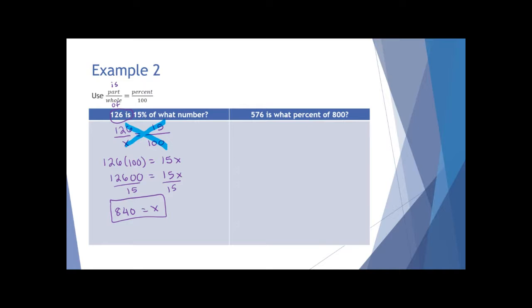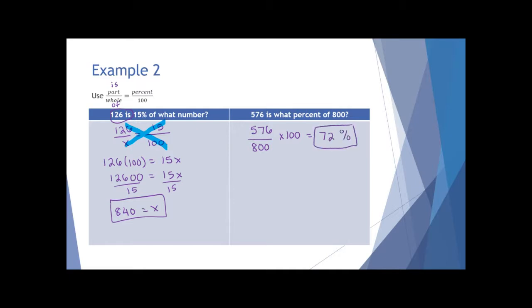The second one here is 576 is what percent of 800? I'll show this with the way that Tina was doing. This is like the first one that we did. You could take 576 and divide it by 800, and then multiply it by 100 to get the percent. And that would give you 72%.